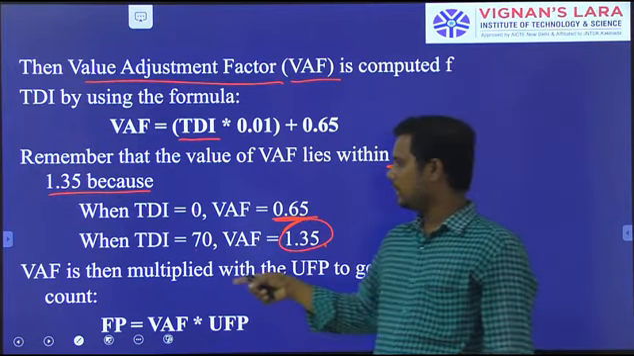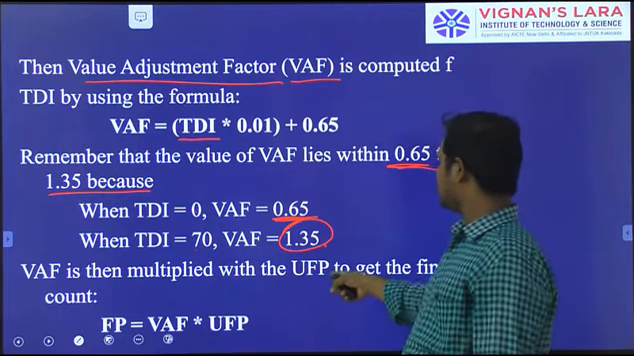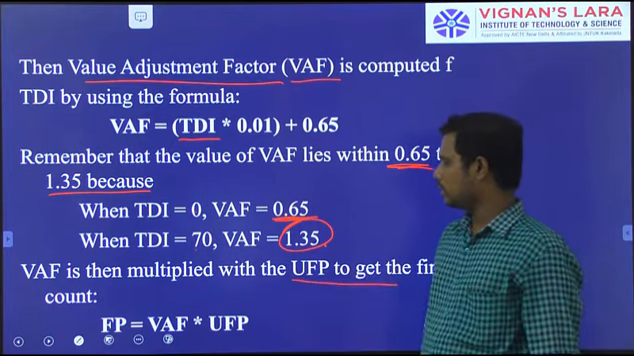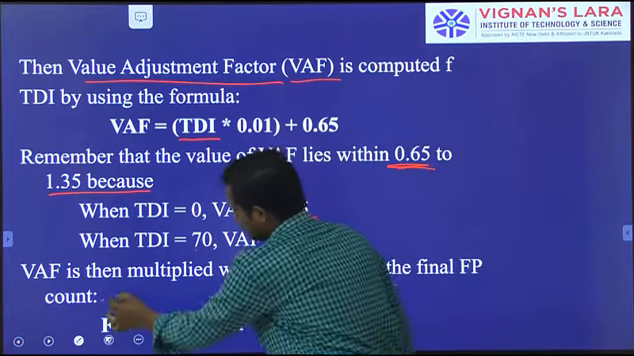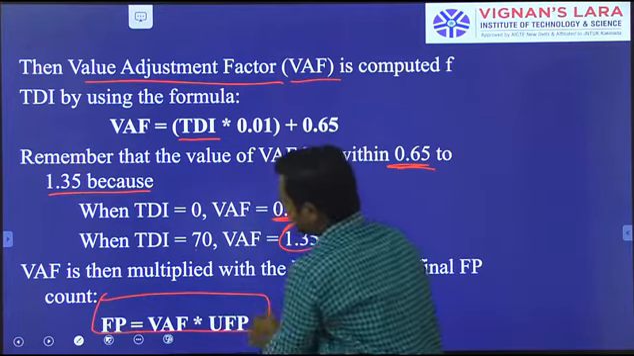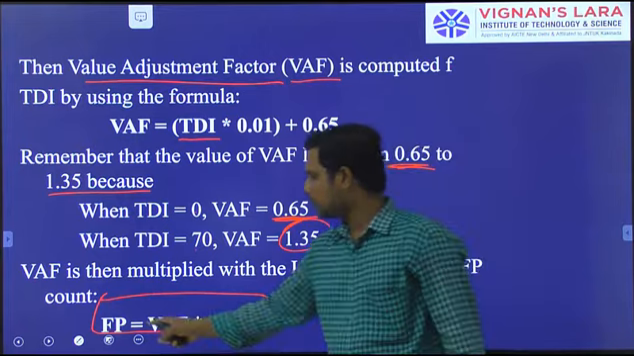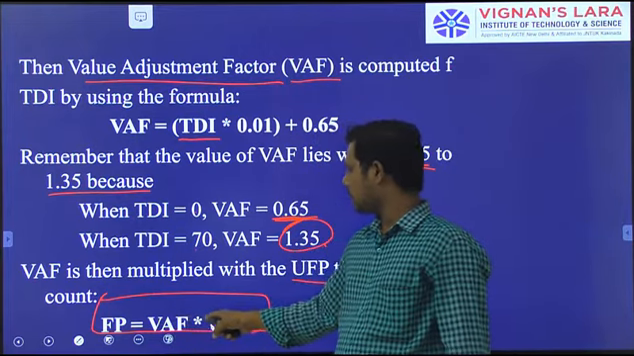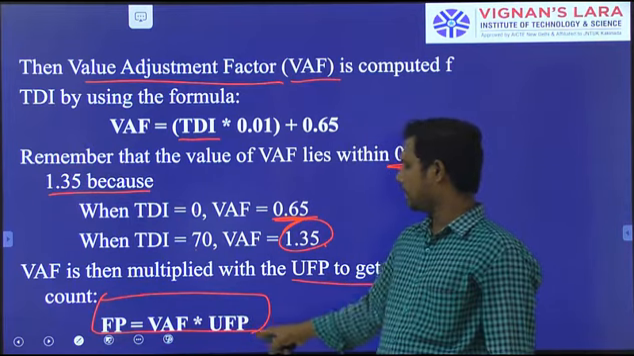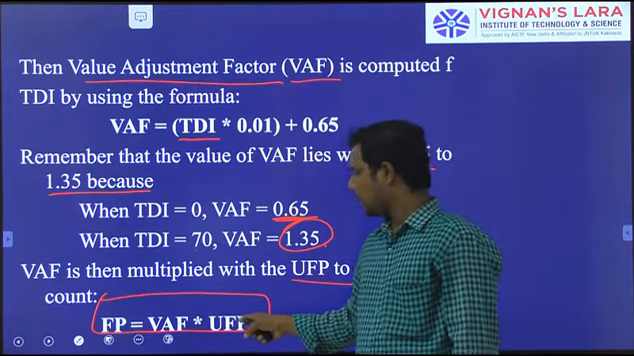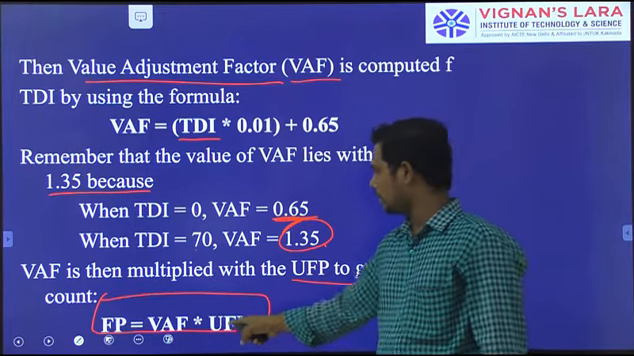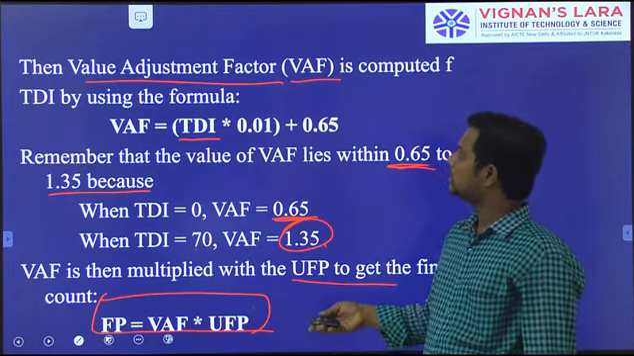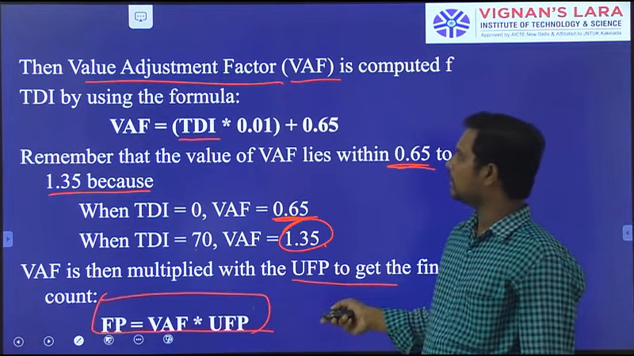Okay. So VAF is multiplied with the UFP to get the final function point count. So now the total formula is this one. It is very, very important. Now the function point analysis is equal to the value adjustment factor multiplied by UFP, the unadjusted function point. So this is the formula with which we estimate function point analysis easily.